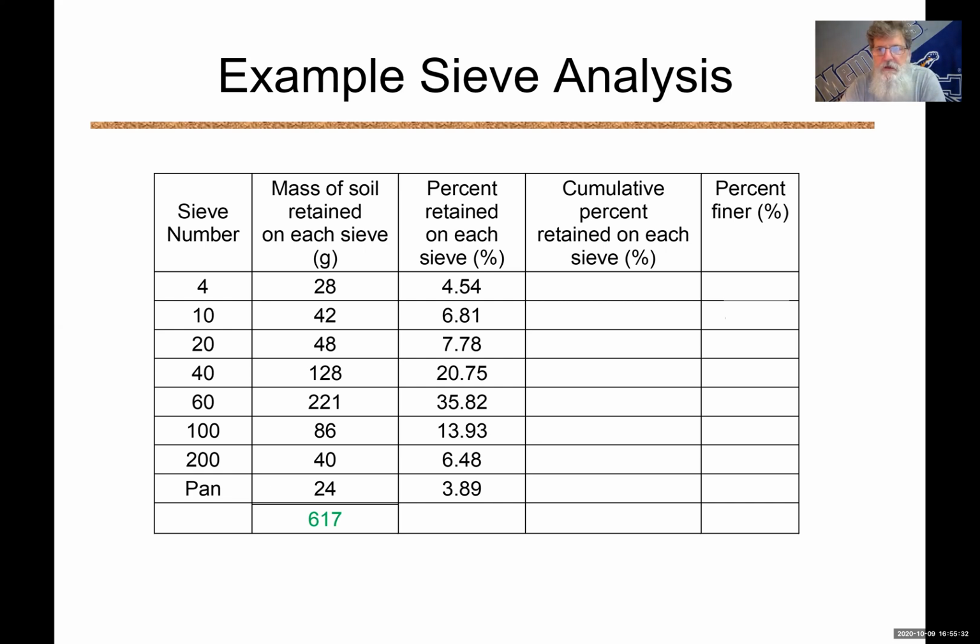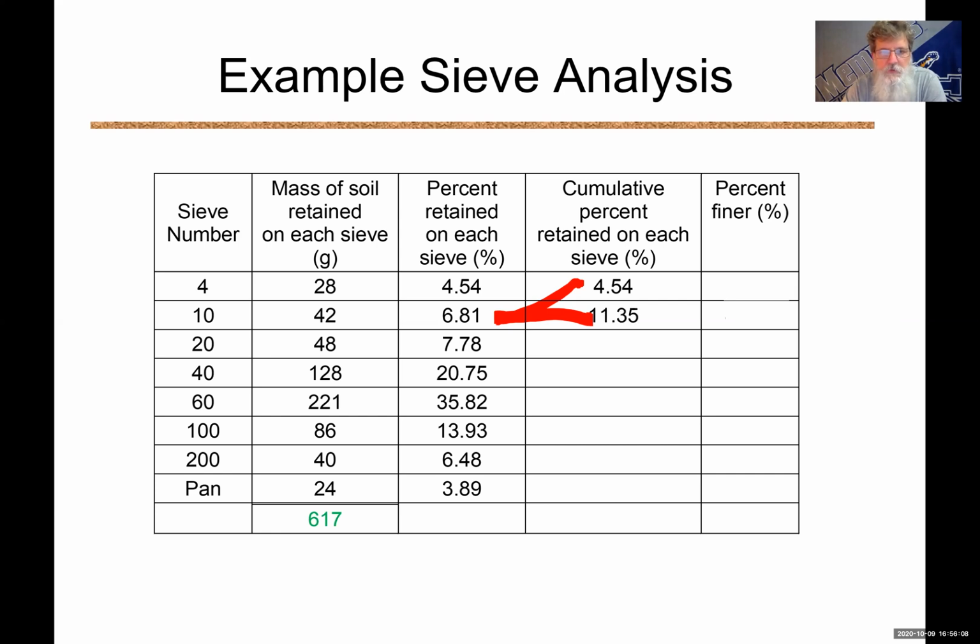So again, the interesting calculation for this, the one we talked about in the previous videos, is how do you get the cumulative percent retained? The first one is easy. You just take the first value and you bring it over. So the first cumulative percent retained is 4.54%. I like the second method that I showed you. So what we'll do is take that 4.54, add the next one, which is 6.81, and that will give me the next value.